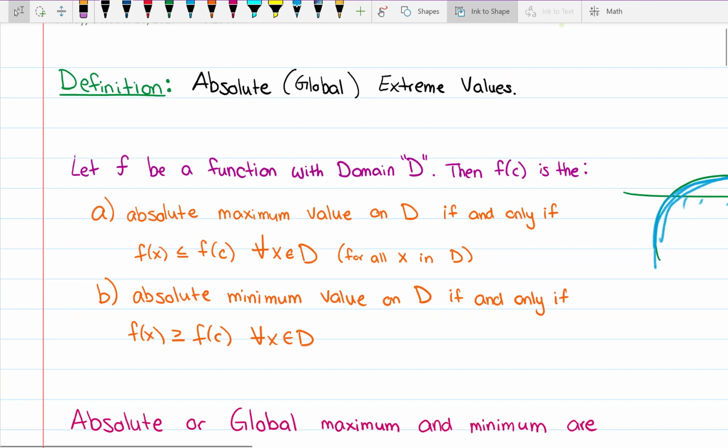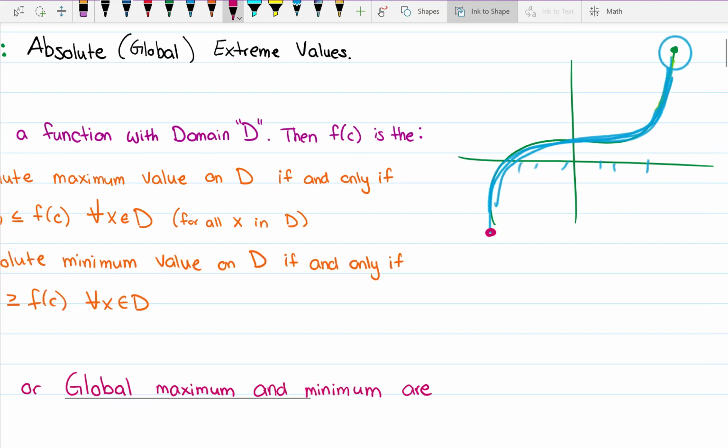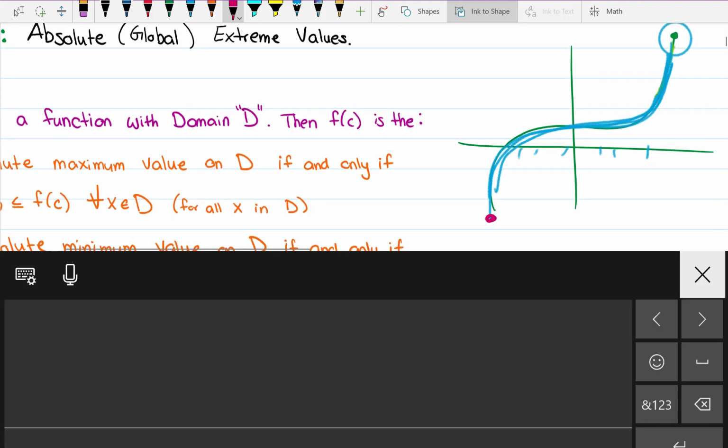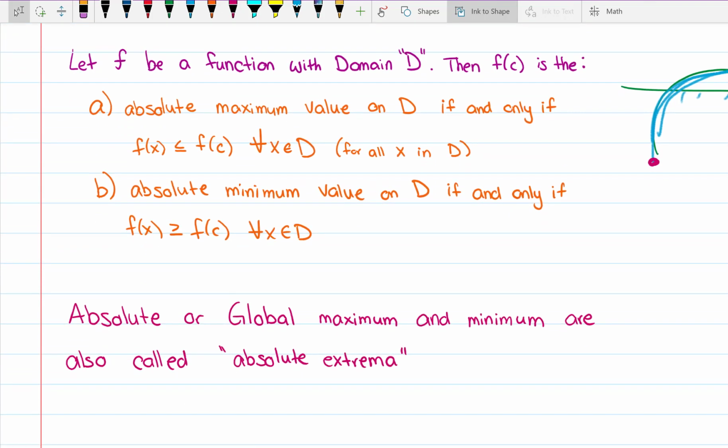And then an absolute minimum is that all values are larger than that value. So for example, every single value is greater than that purple dot. That means that the purple dot is an absolute minimum and my green dot is an absolute max. Absolute maximums or global maximums are also called extrema. It's just our way of saying they're the extreme value.